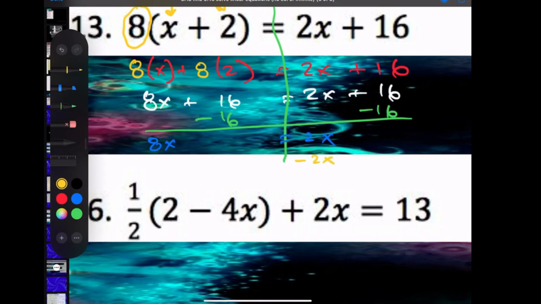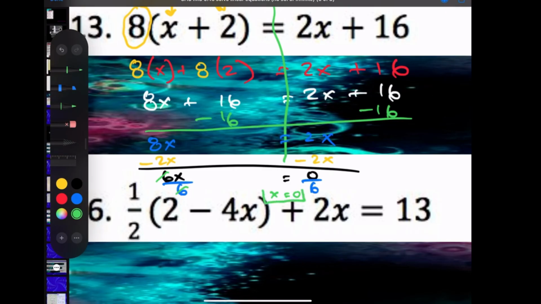Let's subtract 2x. I get 0 equals 6x. And I subtract or divide? x equals? What is it? 0. Raise your hand if you got 0.